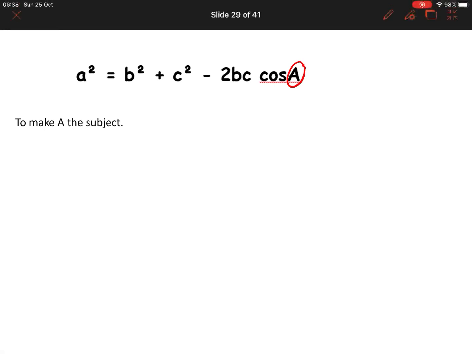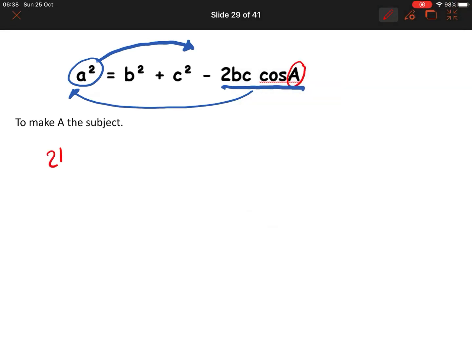Okay, should be quite straightforward really. What we're going to do is move the 2bc cosine A to the left-hand side of the equation and simultaneously move the a squared to the right-hand side of the equation. So I will get positive 2bc cosine A, it's just adding 2bc cos A to both sides, is equal to b squared plus c squared minus a squared. That's just taking away a squared from both sides.